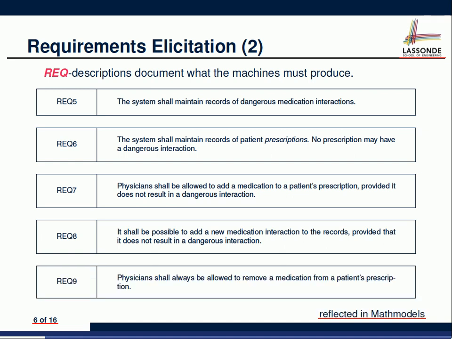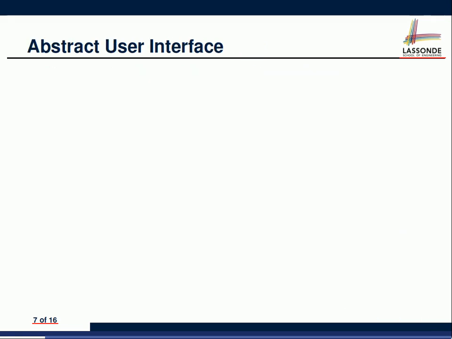And then finally, physicians may be allowed to remove medication for as many as they like, because it wouldn't cause any new dangerous interactions. So, okay, these are the R descriptions. So far we covered just some examples of how you can document the requirements using E and R descriptions. So the next one is the abstract user interface.